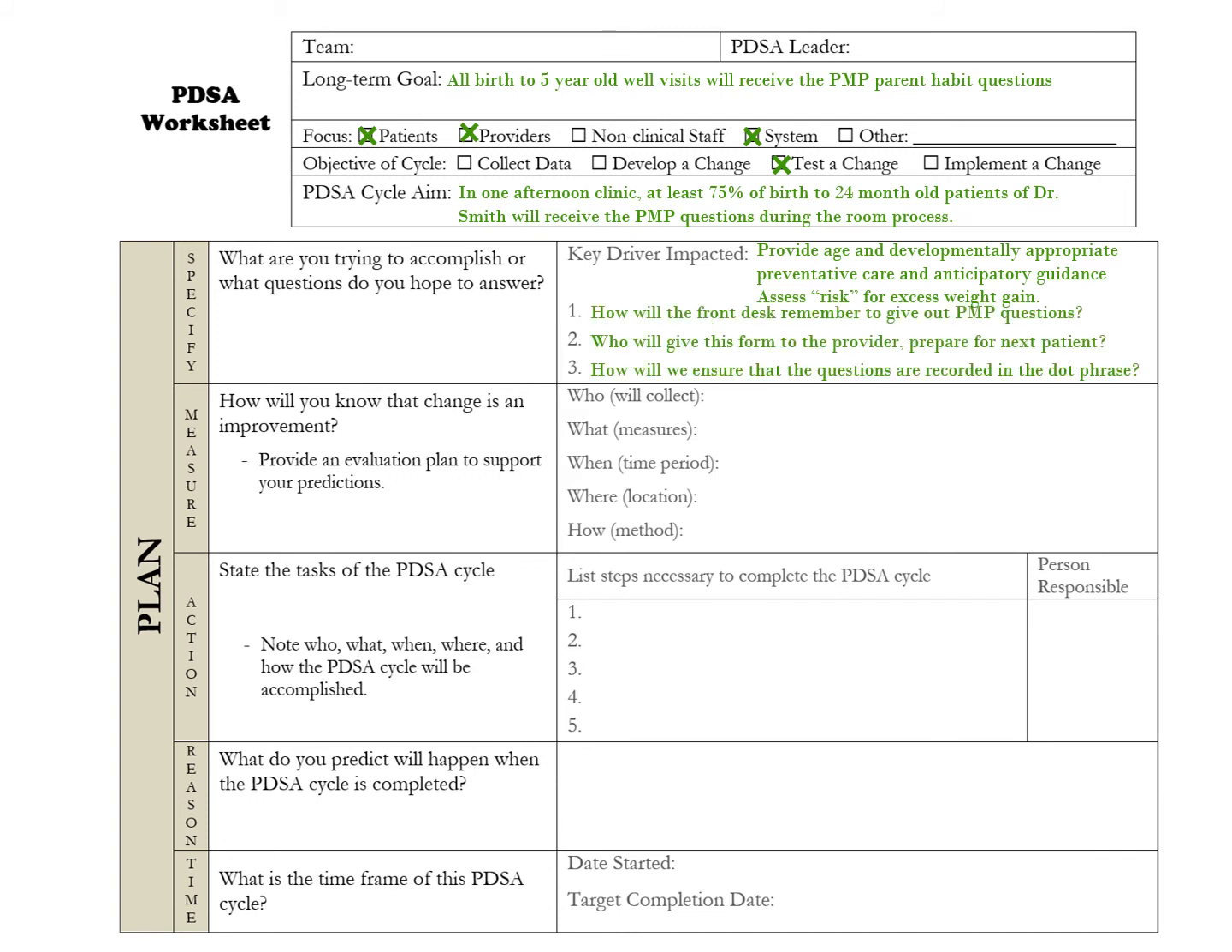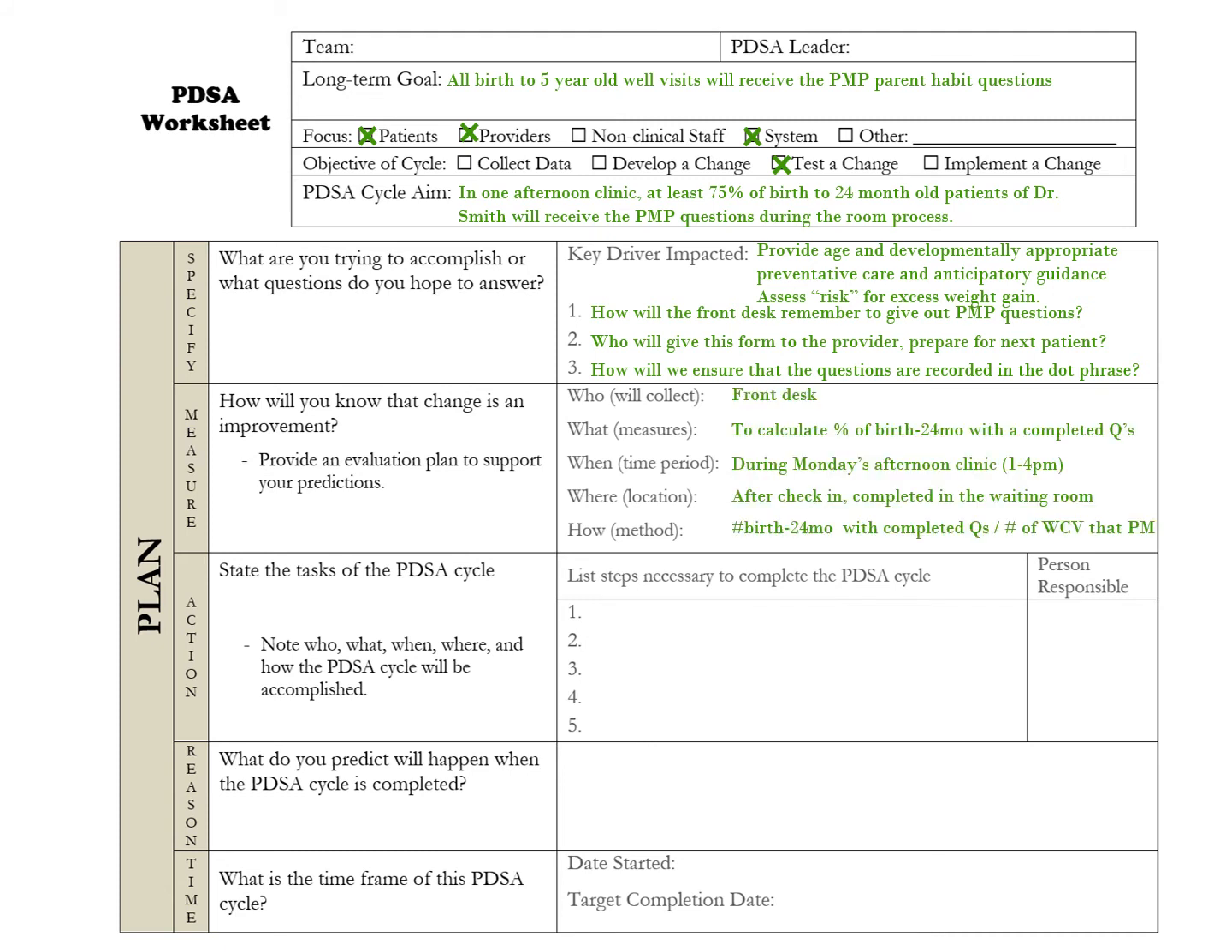We have some questions that we're trying to address here, again, because we're learning. How will the front desk remember to give out these questions to the family? Who will give this form to the provider so that he or she can review the responses and prepare for the next patient? And how will we ensure that the questions that we're asking of families are recorded in that SmartPhrase or DotPhrase that you've set up?